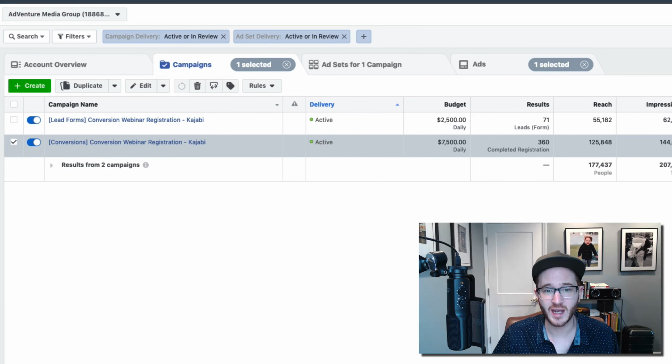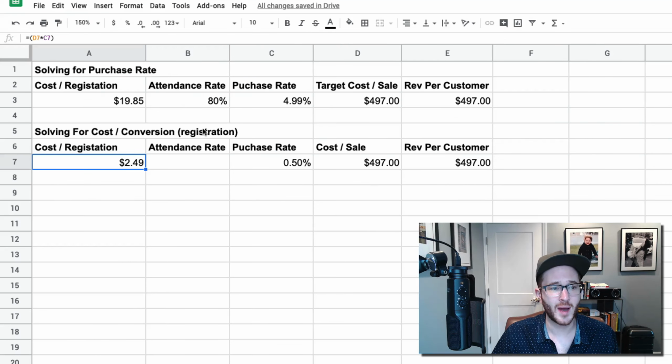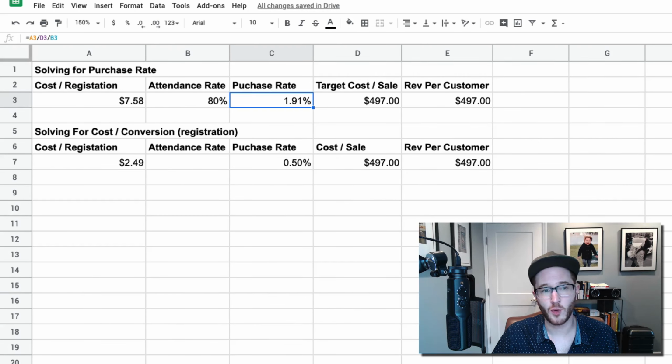The Facebook campaigns are now getting a very fair amount of registrations at $7.58. That's like 3 times less than it was, 2.5 times less than it was. So I can just copy that number, go back into my template, and now my cost per registration is $7.58. And that means I would need a 1.91% purchase rate. See this piece updated right here.